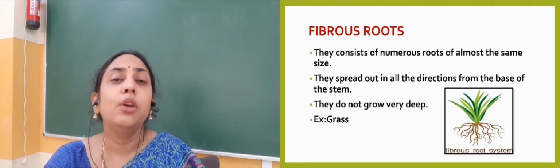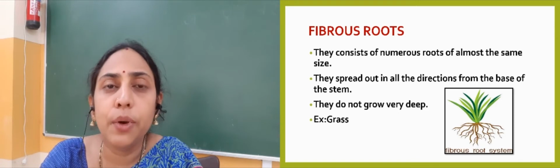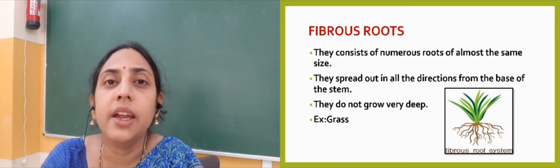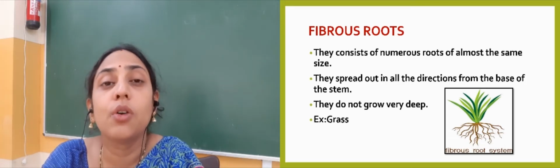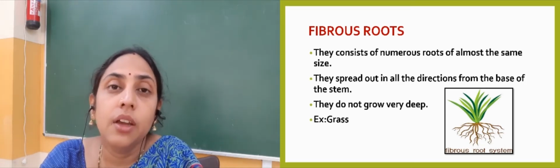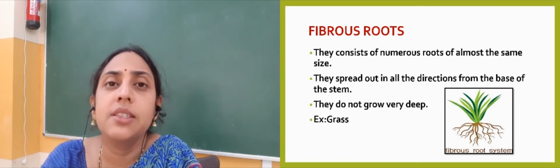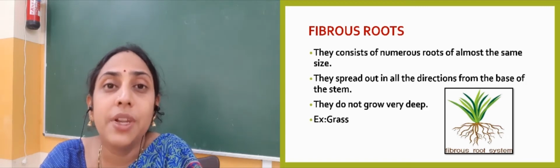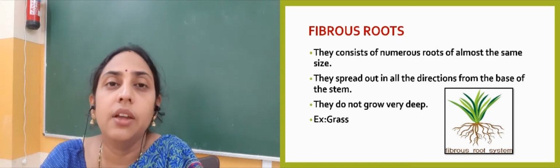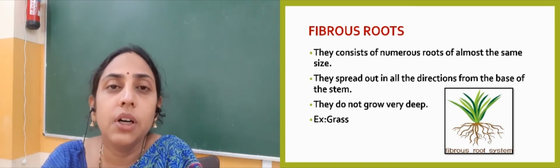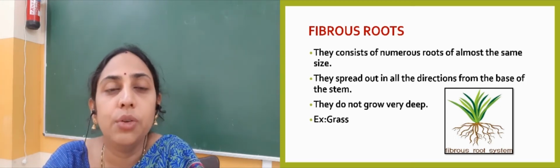So the roots, if we see, there are two types, taproots and fibrous roots. Taproots have one main root and many side roots attached to that main root. These side roots are also called lateral roots, right. And some plants have fibrous roots, the roots that grow very near to the base of the stem, and they are numerous in number and they are spread. So they are called the fibrous roots. They are not very deep into the ground.